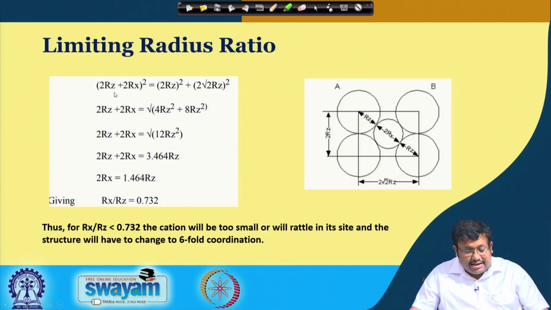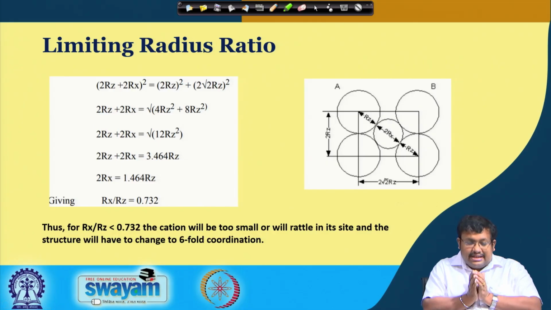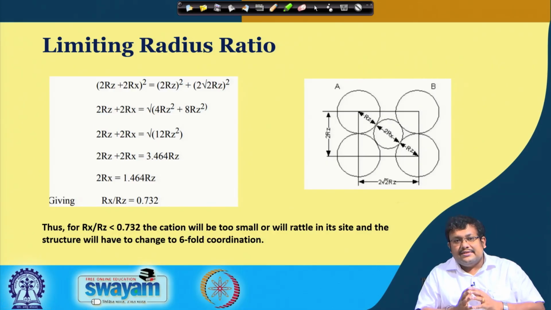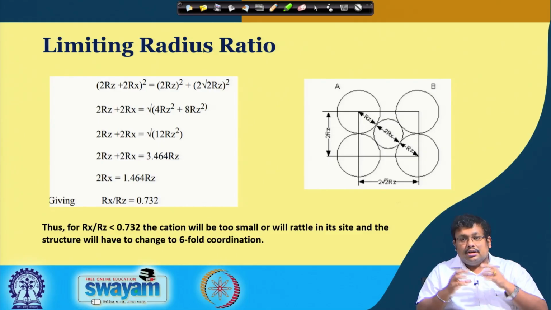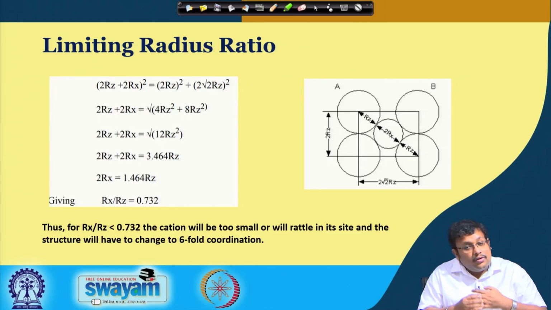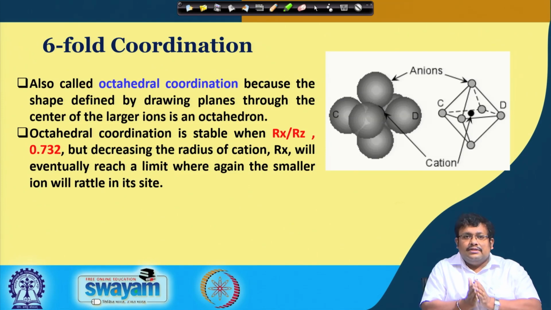So, as you can see, 2 Rz plus 2 Rx, which is the total distance, squared, is the summation of the squares of these two terms. If we simplify that, we will get this Rx by Rz value of 0.732. If the radius ratio goes below this value of 0.732, then the cation will be too small and will rattle in its site, the structure will no longer be stable, and it will change to the 6-fold coordination. So, this is the implication of this no rattle limit.